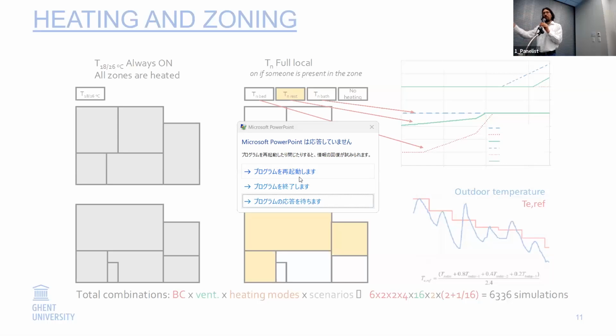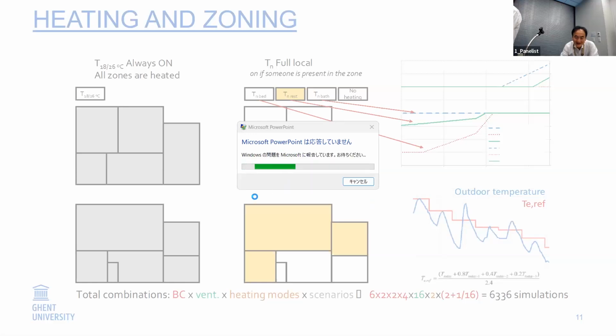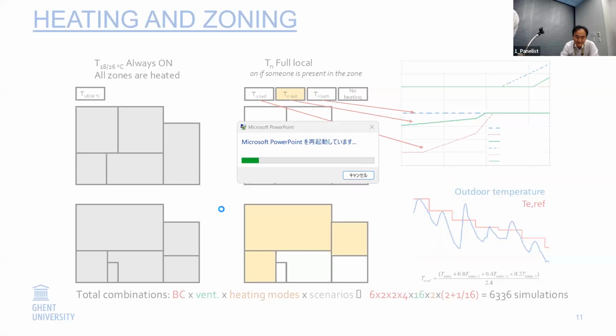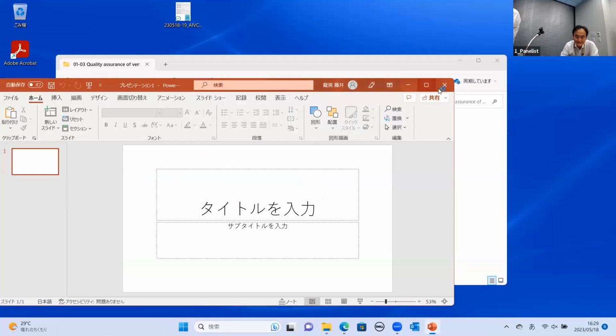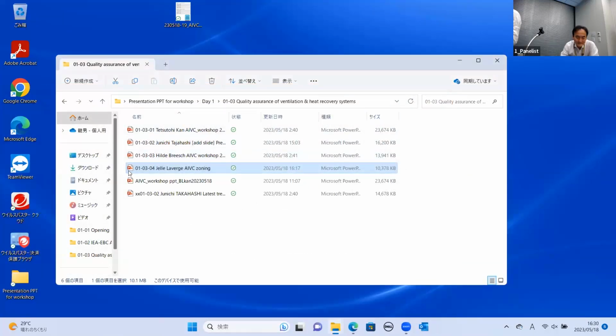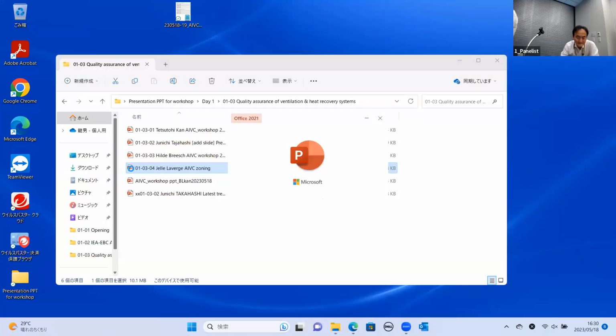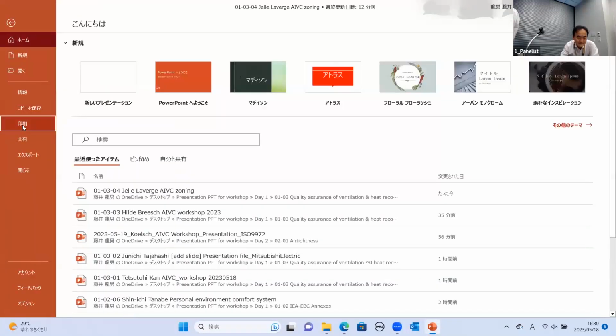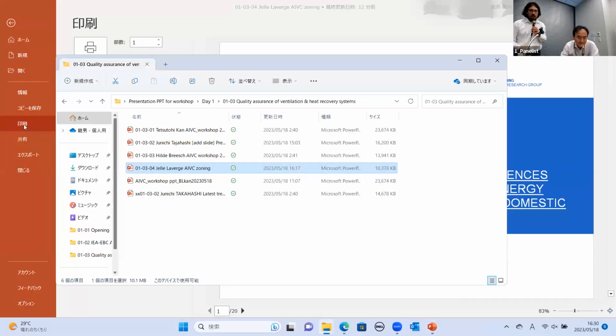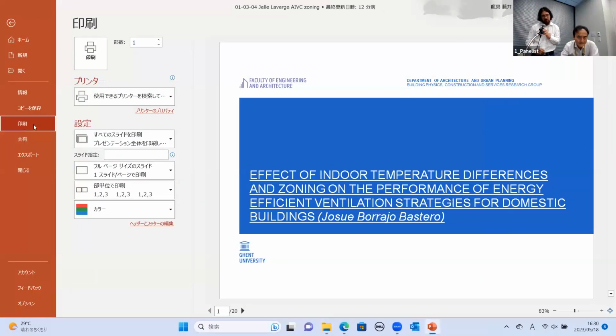I'll just talk and then give you the main conclusions, and maybe we'll have some pictures with it. So basically, we did in total over 60,000 simulations to achieve the results we're looking at. I was hoping we would be showing that there is an effect of this zoning on the temperature, on the expected performance of the energy efficient ventilation strategies.